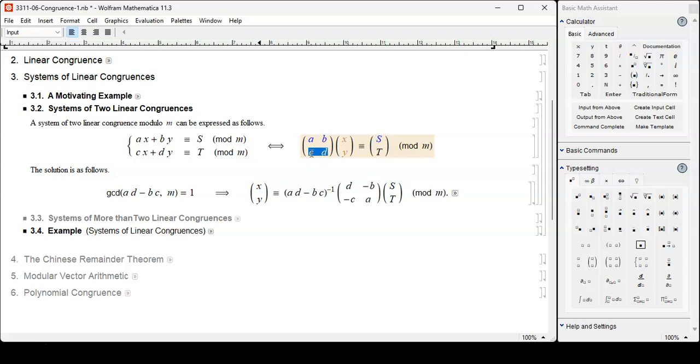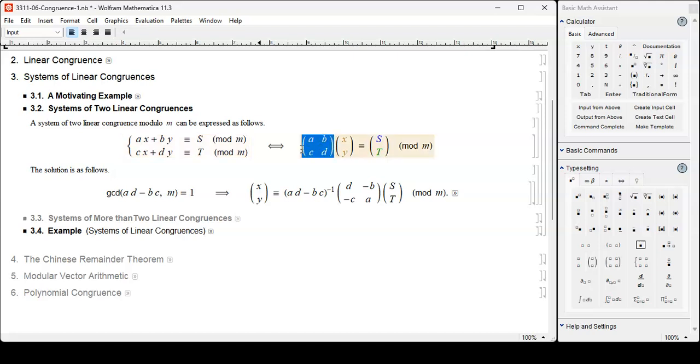And then we do the same thing to the second line. Second row and this column, first plus second: c times x plus d times y. That's how you get that, and that's the second line. So we have this matrix expression, which is equivalent to the original expression.